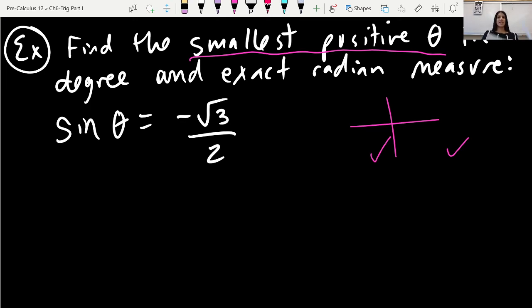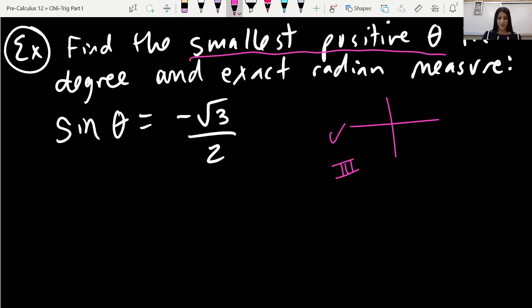Then it says find the smallest positive. So obviously the smallest positive is going to be there. That's how I know I'm going to narrow it down to quadrant 3. So find the smallest positive theta, because I'd be going around in this way. So obviously quadrant 3 comes first when we're going in our counterclockwise direction. So that's how I know that this is the quadrant that I'm working with.